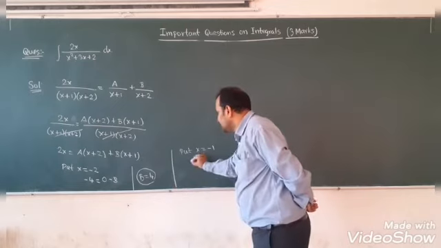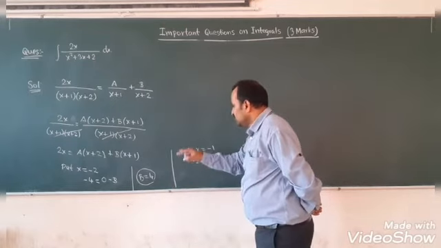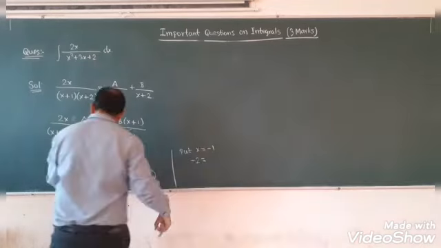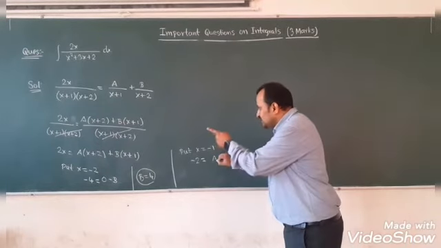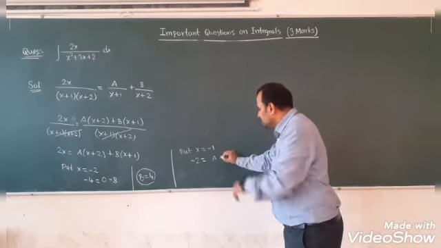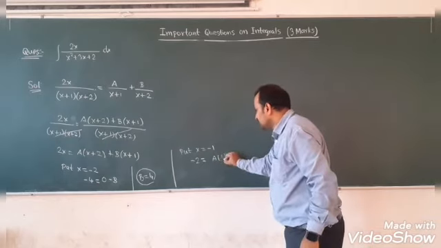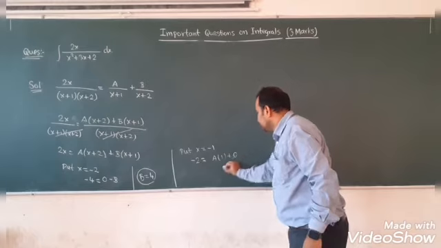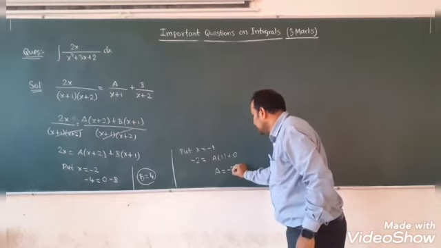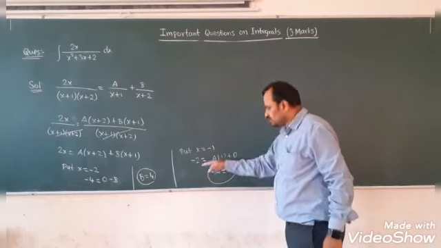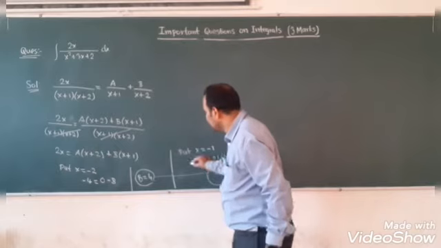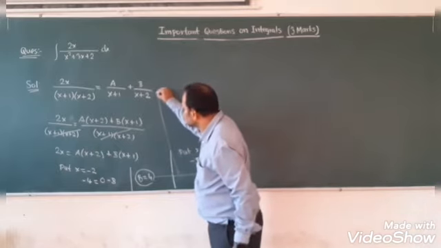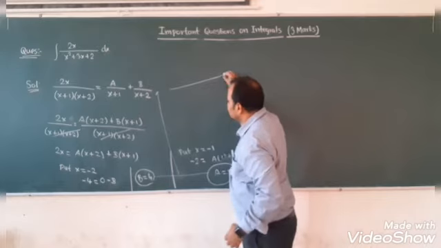2 into minus 1 is minus 2. So here, minus 1 plus 2, so it is 1 that will come, and this will be 0. So a is nothing but minus 2. So the values of a and b, I am keeping here. So tell me, this will become what actually?